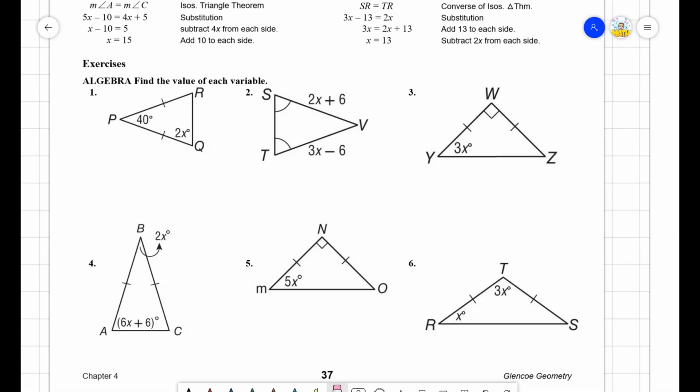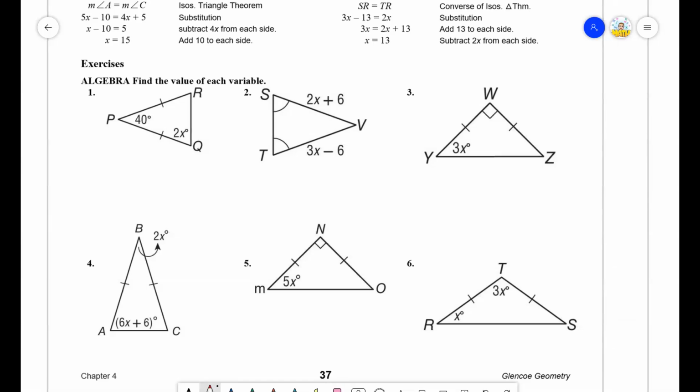So in the first one, let's look at what we're given and what we're looking for. I know that this angle here is 40 degrees. And then I'm looking to solve for x, right? We want to find the value of each variable. Well, if I take that 40 degrees away from the 180 that I know lives inside a triangle, we're left with 140 degrees. Okay. Now the mistake I'll often see students make is they'll say, okay, well 2x equals 140, and they try to move on and solve.